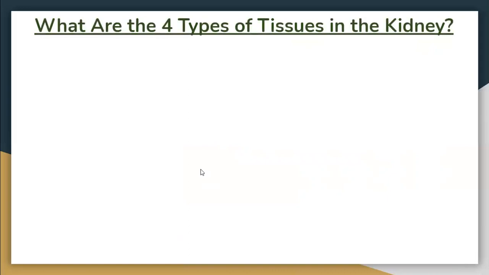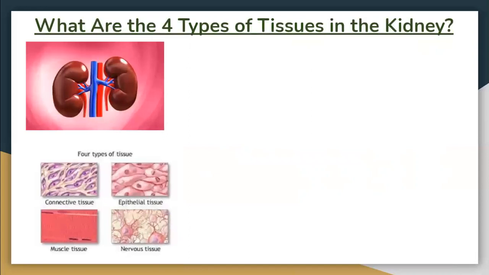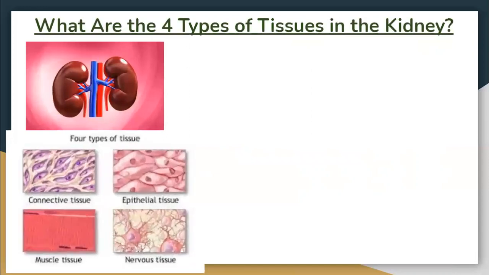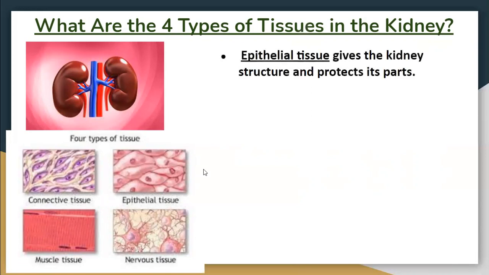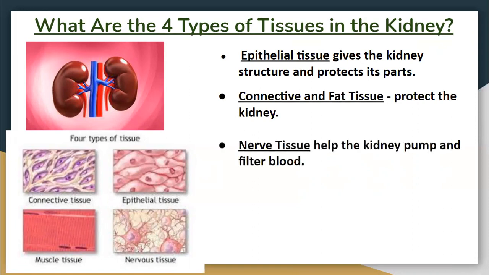What are the 4 types of tissues in the kidney? There's your kidneys. So you have the connective tissue, the epithelial tissue, the muscle tissue, and the nervous tissue. Epithelial tissue gives the kidney structure and protects its parts. The connective and fat tissue protects the kidney. The nerve tissue helps the kidney pump and filter the blood. And then the muscle tissue drains the urine to the bladder. It squeezes and contracts it and gets it out.